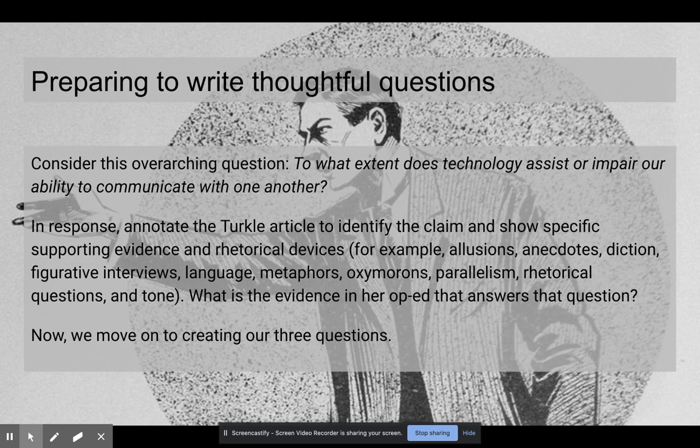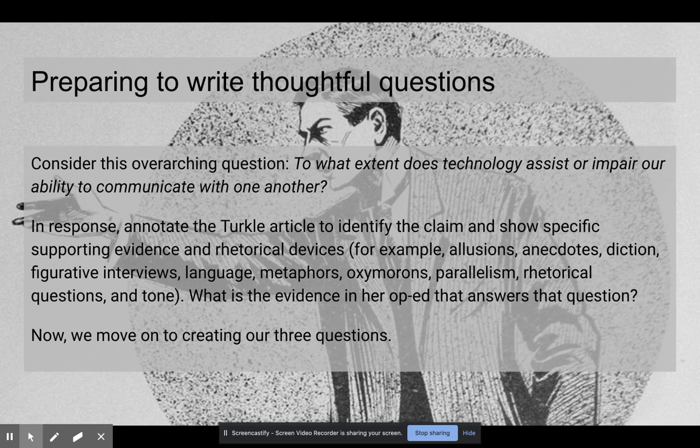So, preparing to write thoughtful questions, and all of this is going to be very specific to this Turkle article, The Flight from Conversation. So this is the question that we want to go back to the article with: to what extent does technology assist or impair our ability to communicate with one another? So after you've read it through once, then I want you to go back through and annotate the article to identify the claim and show specific supporting evidence and rhetorical devices that go with this question.